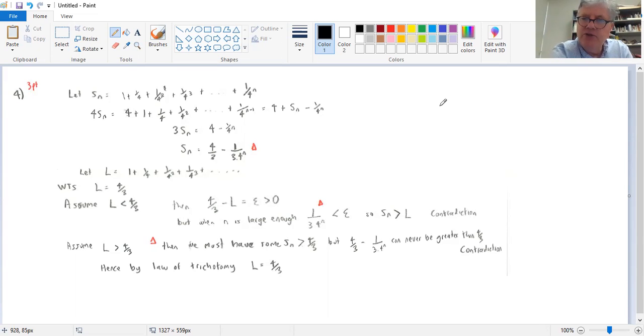Well, what happens if we assume that the sum is greater than 4/3? If the infinite sum is greater than 4/3, then we must have some finite sum which is greater than 4/3. But 4/3 minus 1 over 3 times 4 to the n can never be greater than 4/3. So we can't have L being less than 4/3, we can't have L being greater than 4/3. So by the law of trichotomy, L actually equals 4/3.